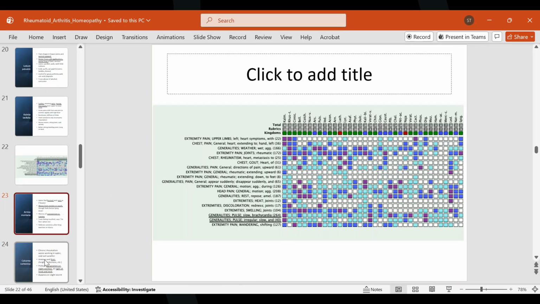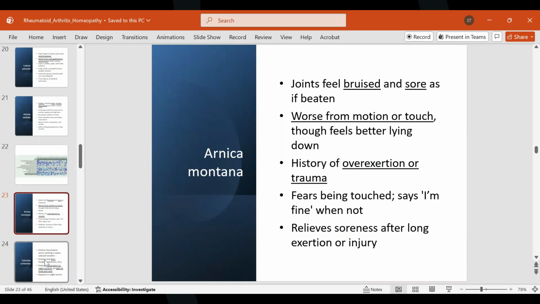Arnica. Bruised, sore, worse from motion, worse from touch. And these are the patients, if you ever see someone in a car accident, they're bloody, there's glass everywhere, and you try and approach them and they're like, I'm fine, don't touch me. And they're obviously not fine. So the symptom is, there's a rubric in the repertory, fear of being approached, or says that they're well when they're not. Sends the physician away, even though they're really in bad shape, because they just don't want to be touched, because to be touched would be painful.